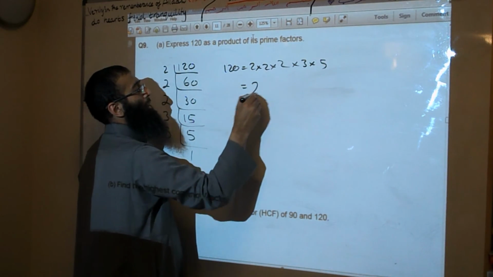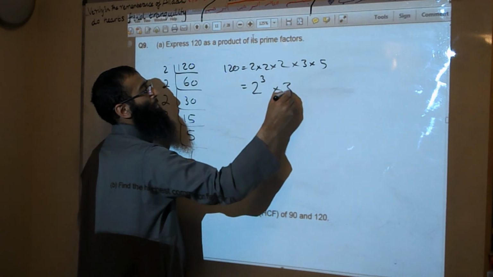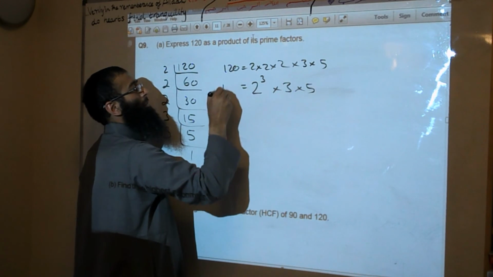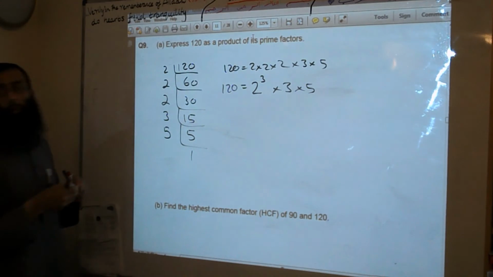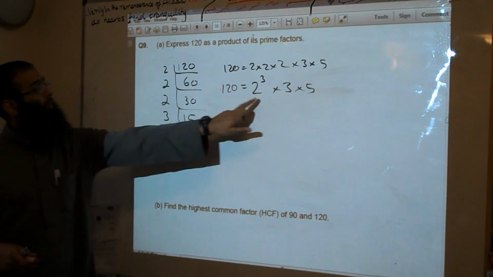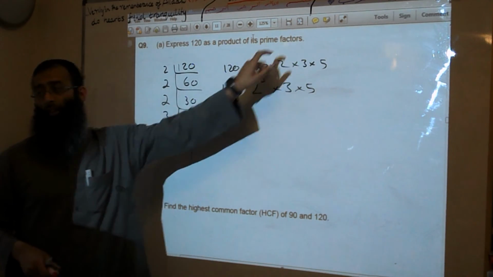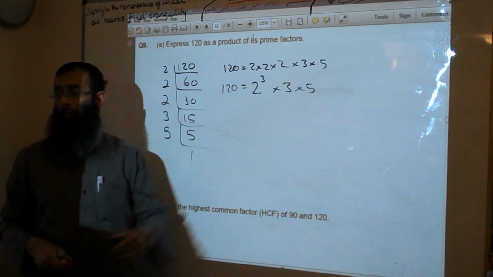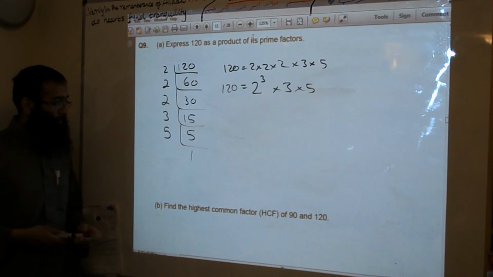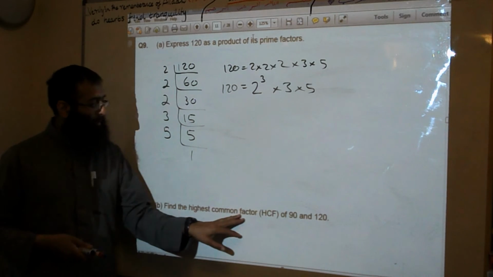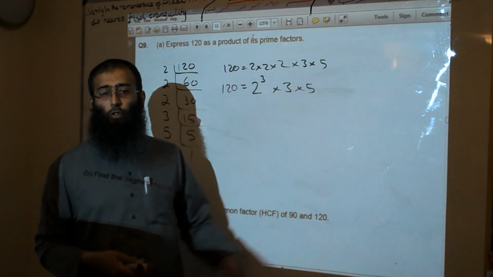And to simplify, we write like this: 2 cubed. So that's what it means by product. Product means times of its prime factors. That means all these numbers are prime numbers. Okay, that one's done. Part B, find the highest common factor of 90 and 120.